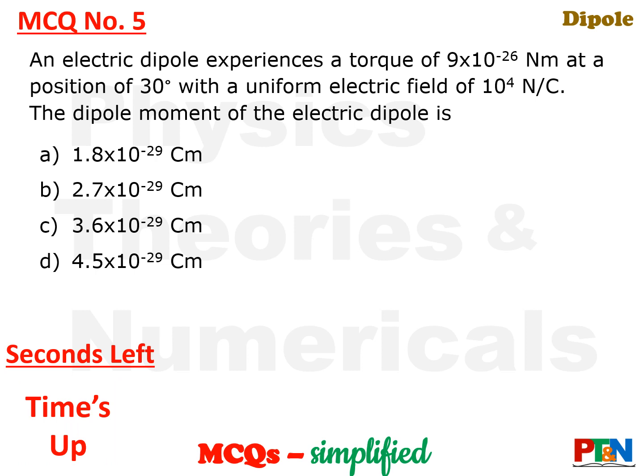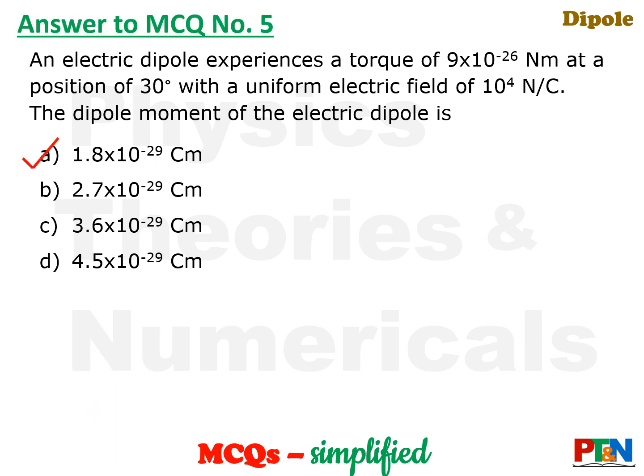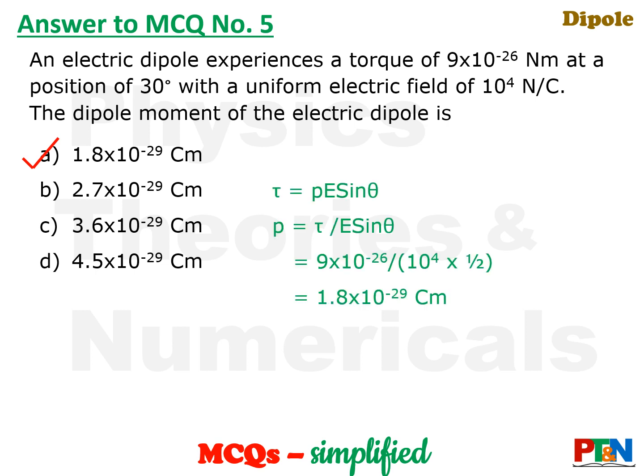Time's up. Let's see the answer. The answer is option A. It's an easy formula. As I was telling, you need to remember the formula, put the values, get to your answer. Tau is equal to PE sine theta. You have got all the values. You need to find out P. P is tau by E sine theta. Put the values, get the option. Here it is option A.